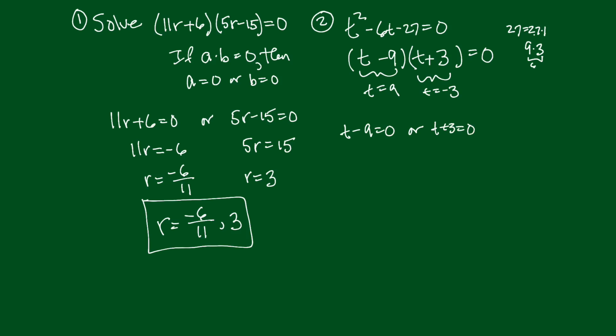Solve the one on the left, we'll just add 9. We'll get t equals 9. Solve the one on the right, we'll subtract 3. t is negative 3. But if you can see it up here, this is real good. All right, so let's just write the solutions as t equals 9 and negative 3. Two solutions to that quadratic.